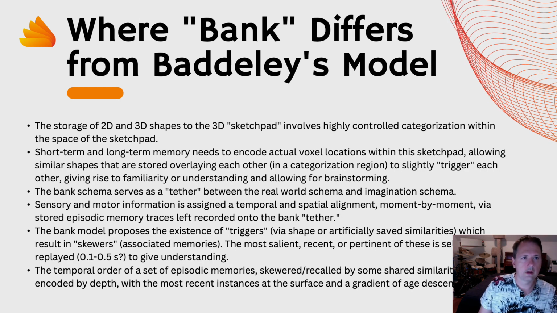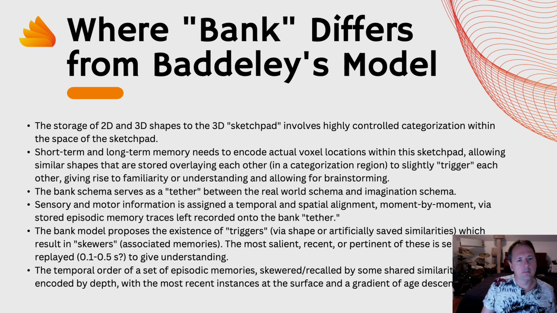So, like I said, I would like to include all of Baddeley's model in my own concept of the bank, but I want to add these specific things to it. First of all, that where you store things on the sketchpad is categorizable. So certain shapes can go to certain places. Writing can go to a certain location. Tool usage can go to a certain location. And you don't just throw things around wherever willy-nilly on the structure.